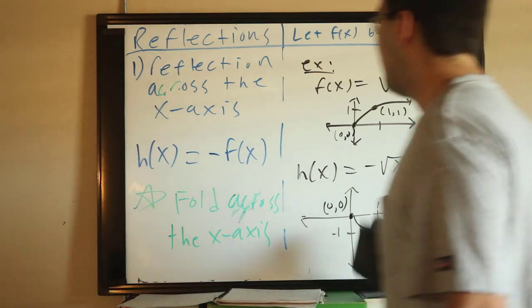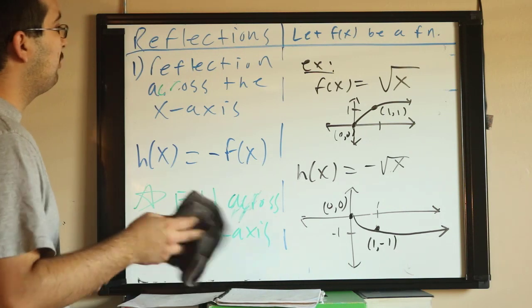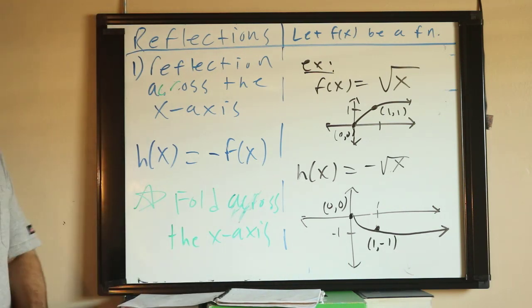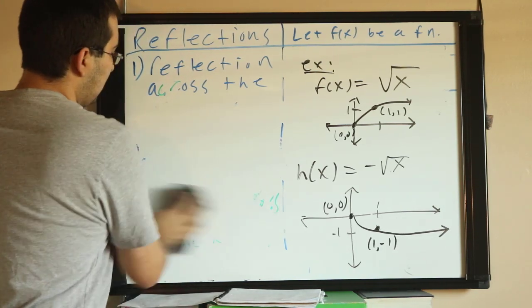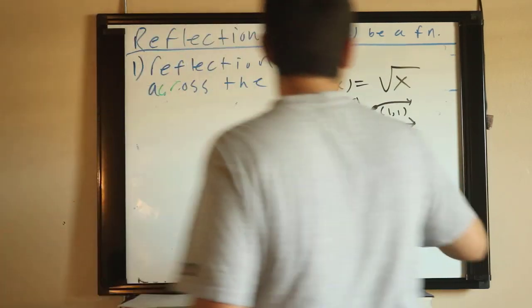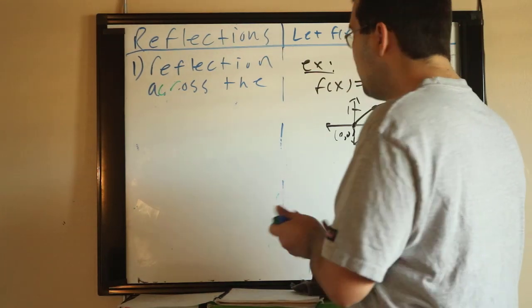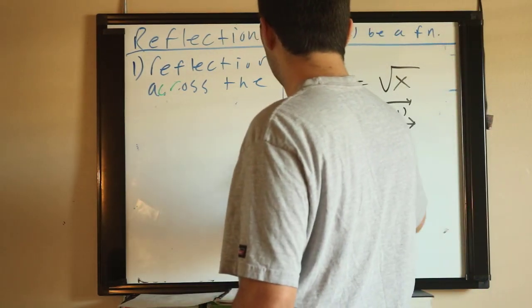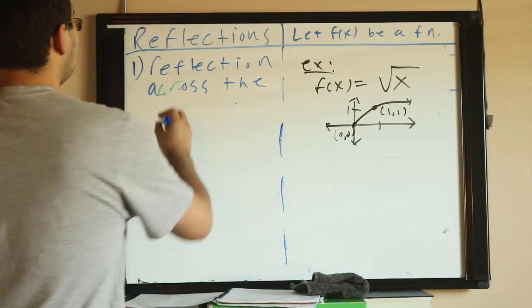So let's go ahead and do now a reflection across the y-axis. That'll be our second type of reflection. So take a moment, pause, and get this all written down if you haven't done so already. Okay, so let's go ahead and do a reflection across the y-axis.